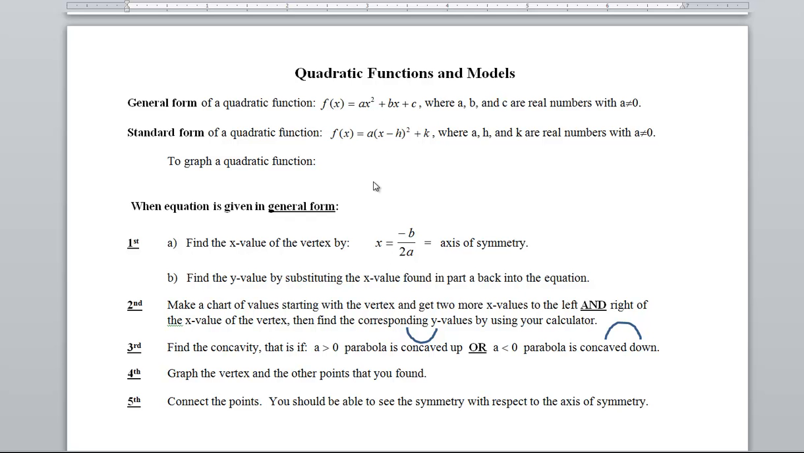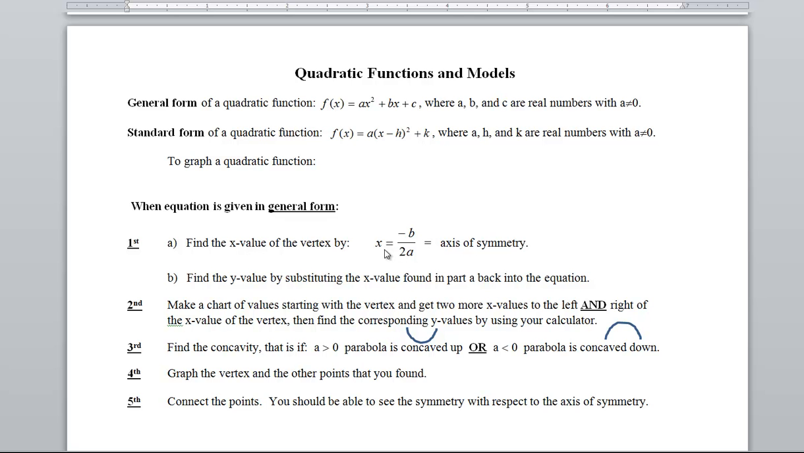Now, first thing we're going to look at is how to graph a quadratic function. So when an equation is given in general form, your first step, there's two parts here. Your first step is to find the x value of the vertex by this formula. Now, the a is the coefficient with my x squared, and the b is the coefficient with my x. So if I put negative b over 2a, I'll find the x value of the vertex.